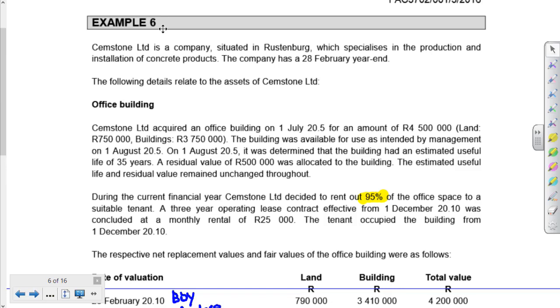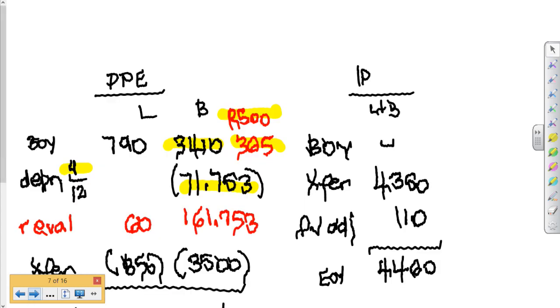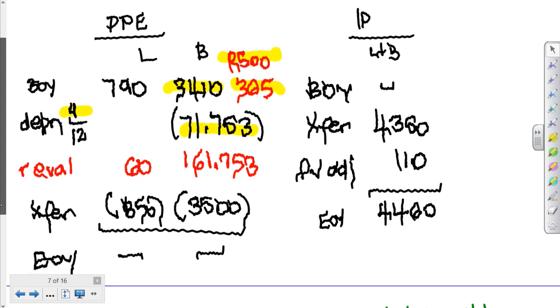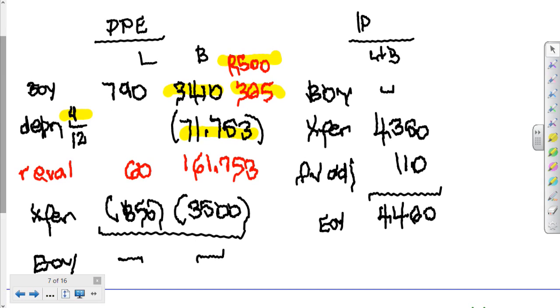Okay, so you've had a chance to have a look at this question, Semstone, which dealt with the transfer of property from PPE to investment property. Let's debrief. So we started the beginning of the year with some PPE, and I cheated a bit. I didn't go back and do the reval properly, so I don't have a box. But otherwise, my numbers are correct.